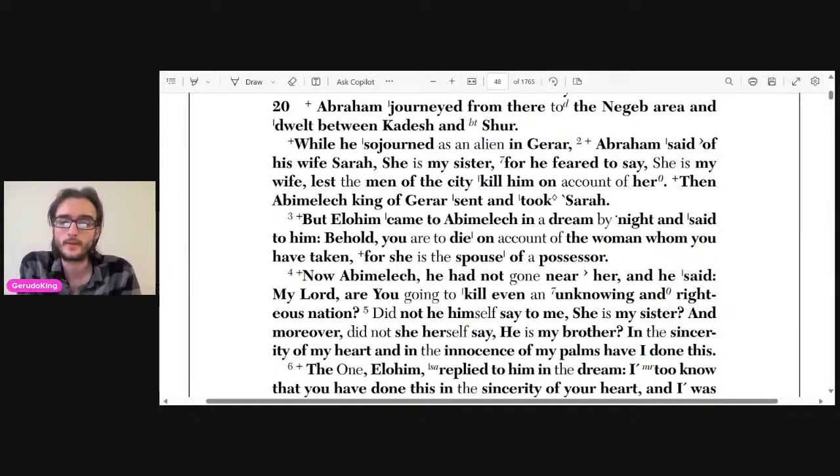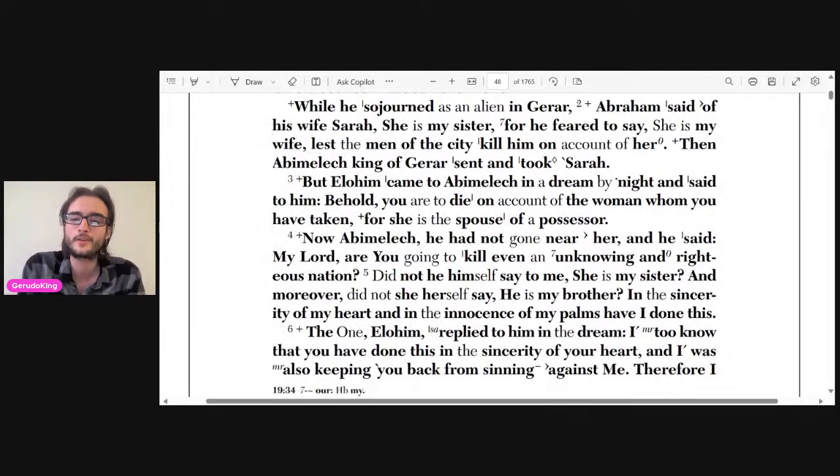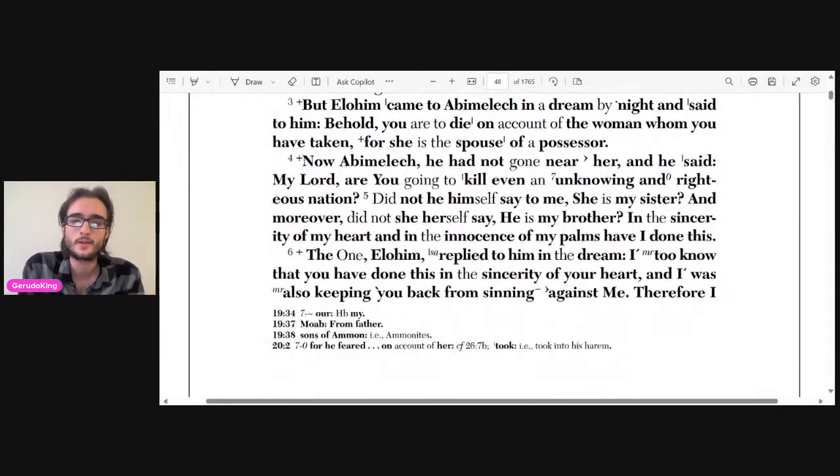Now Abimelech had not even gone near her, and he said, "My lord, are you going to kill me, even an unknowing and righteous nation?"